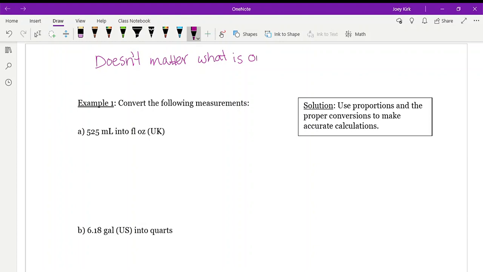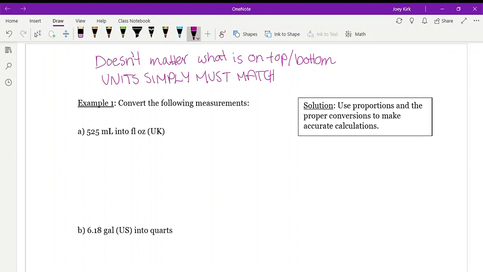But in this case, I'm just going to look at what is on the top and what is on the bottom. The main thing is that your units have to match, okay? So units simply must match. Oh, there we go. Okay. Oh, no, I erased it.